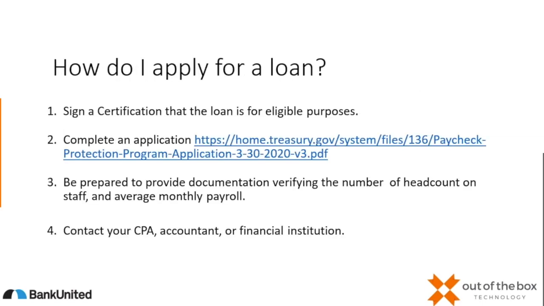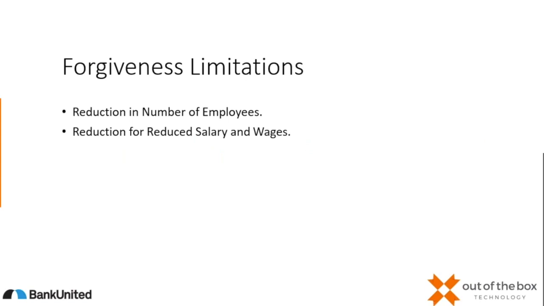The limitations on the forgiveness: the reduction in the number of employees, and the reduction for reduced salaries and wages. Remember, you can't reduce the number of employees. You've got to have the same employees, as we understand the rules this morning. They may change that because they've been changing these rules, no joke, sometimes hourly. It just depends on how loud the business owners, the banks, whoever is utilizing the program, are yelling at the government, because the government's making changes constantly. So in another month, this slide may be rendered useless, unfortunately.